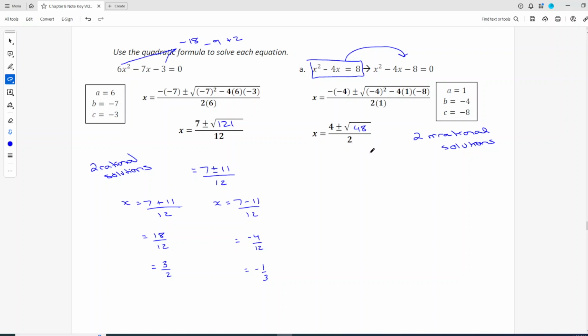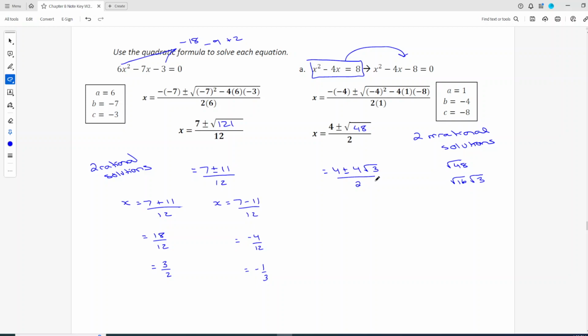So what I could do is look at the square root of 48 and think, can I simplify the square root of 48? Well, the highest perfect square that goes into 48 is 16 times 3. So I'm going to simplify square root of 48 into 4 root 3. Now I've simplified my radical, but can I simplify this whole fraction?